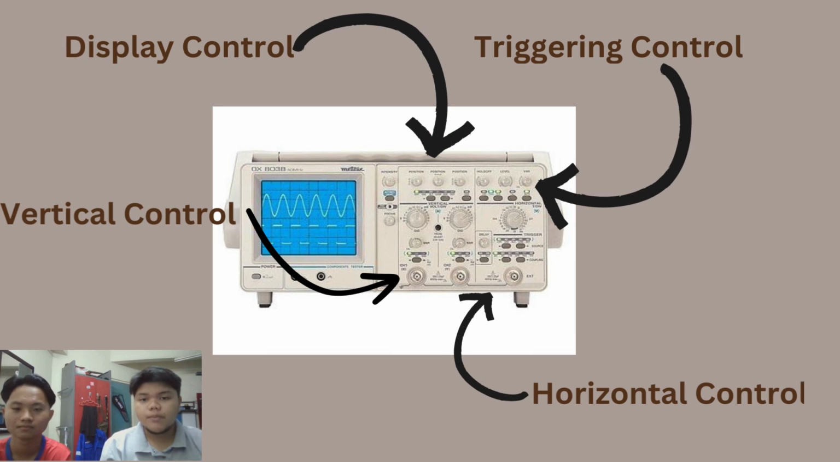This is the front panel of the oscilloscope. There is display control. There is also vertical control, triggering control, and horizontal control.